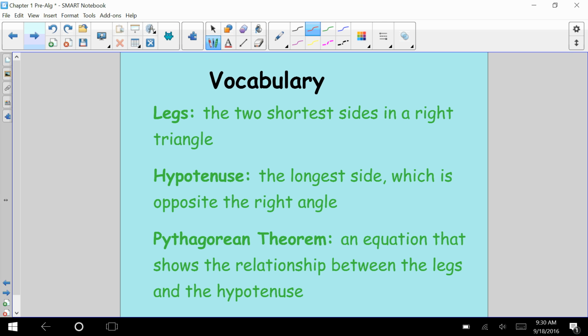Let's start with our vocab as usual. The legs are the two shortest sides in a right triangle. The hypotenuse is the longest side, which is always opposite the right angle. Remember, a right angle is 90 degrees. And the Pythagorean theorem is an equation that shows the relationship between the legs and the hypotenuse.